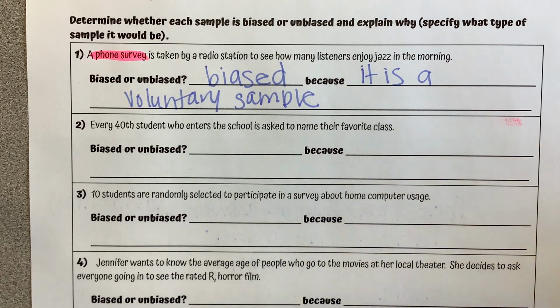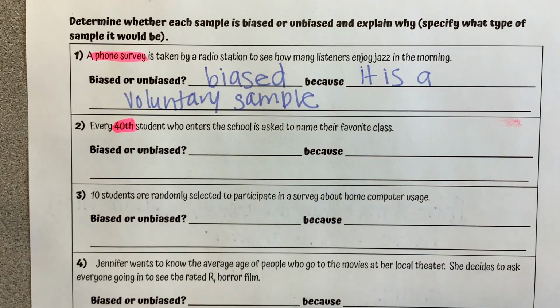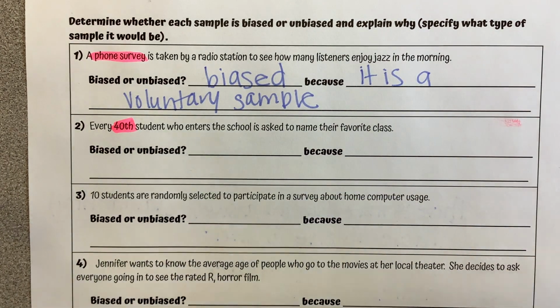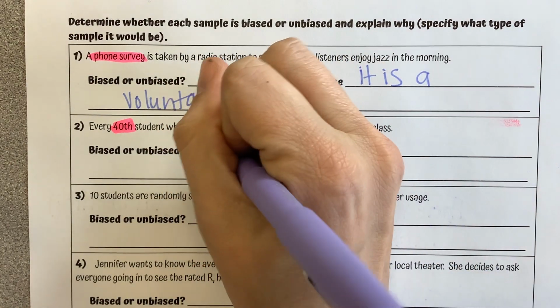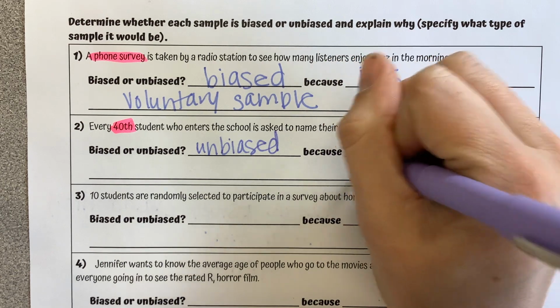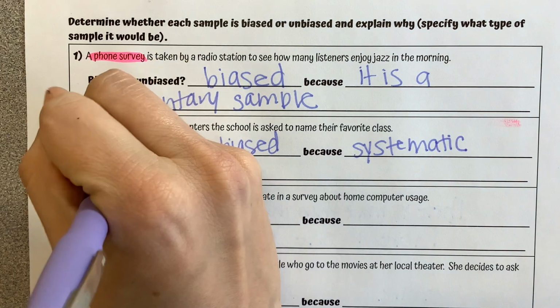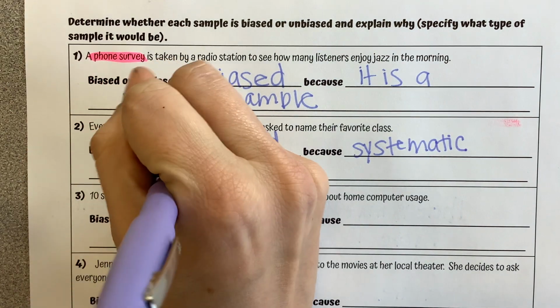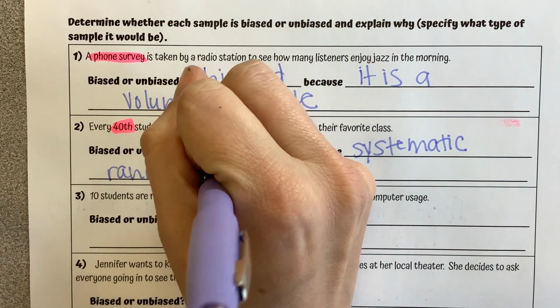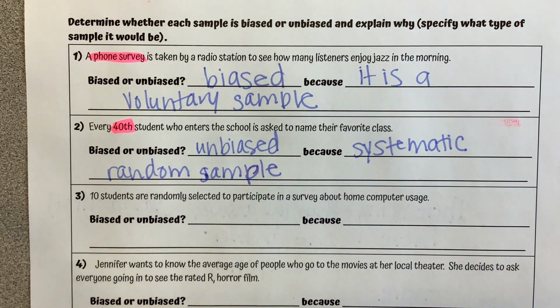Number two, every 40th student who enters the school is asked to name their favorite class. So I see this key part there, every 40th. That is a certain interval. That is an example of an unbiased sample. And it's that system is in place. It is a systematic random sample. Okay.